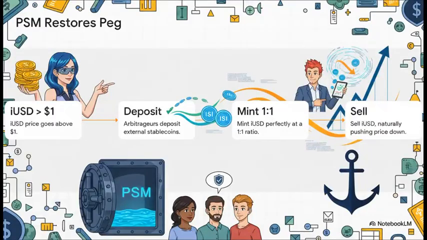And the genius of this is how it uses the open market to automatically defend the peg. Let's say the price of iUSD drifts above $1. Boom. Arbitrageurs are financially incentivized to step right in. They deposit external stablecoins, mint iUSD perfectly at a 1-to-1 ratio with zero slippage, and immediately sell it for a quick profit. That natural selling pressure forces the price right back down. It's totally automated, self-correcting magic.